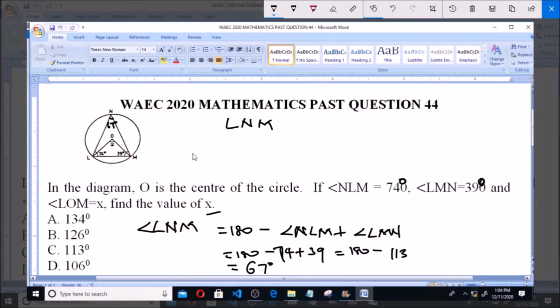Now X is equal to twice angle LNM. That is, the angle at the center of a circle is twice that at the circumference. This angle here is at the center of the circle and it is twice the angle at the circumference. That is why X is equal to 2 times this angle here. So X is equal to 2 multiplied by 67, and that is equal to 134 degrees. So the value of X is 134 degrees, which is option A.